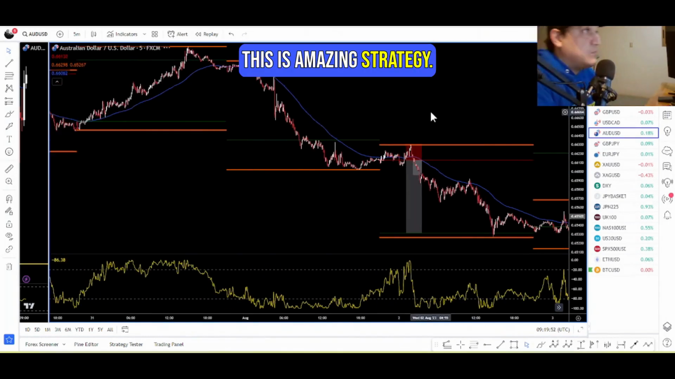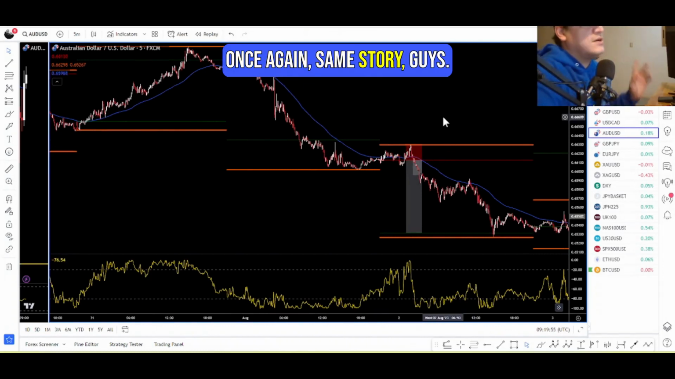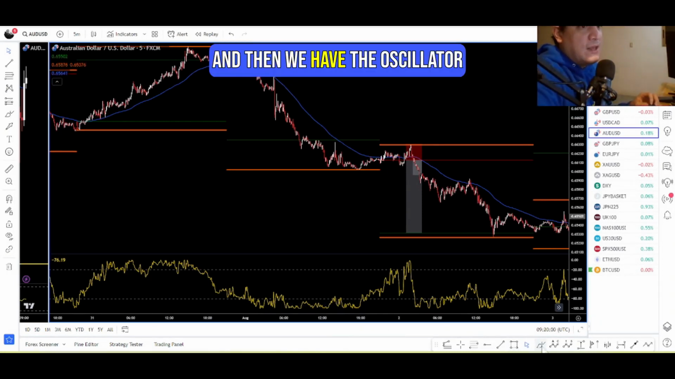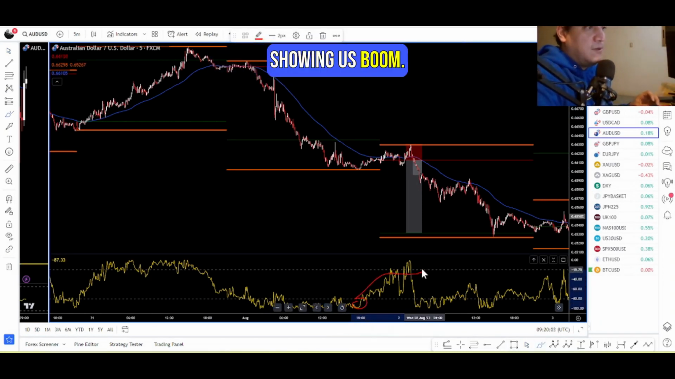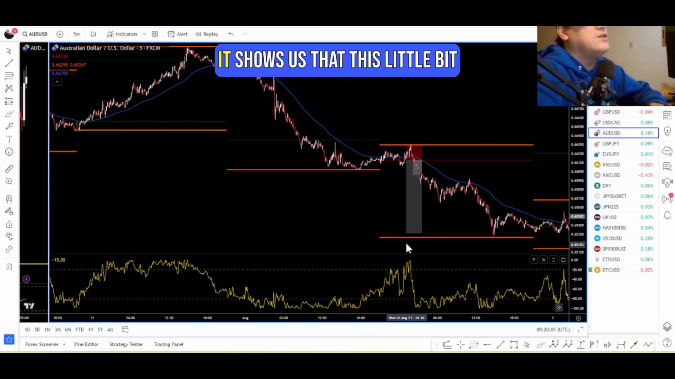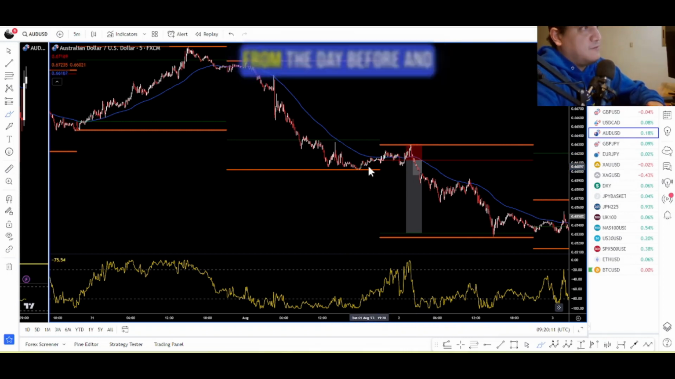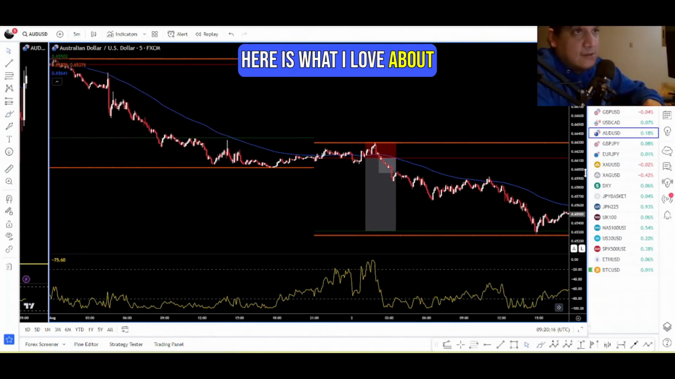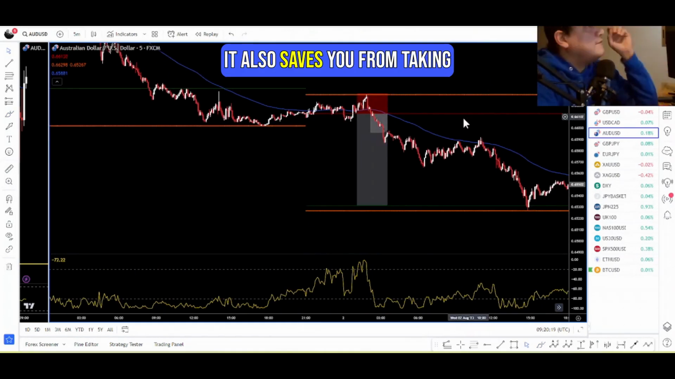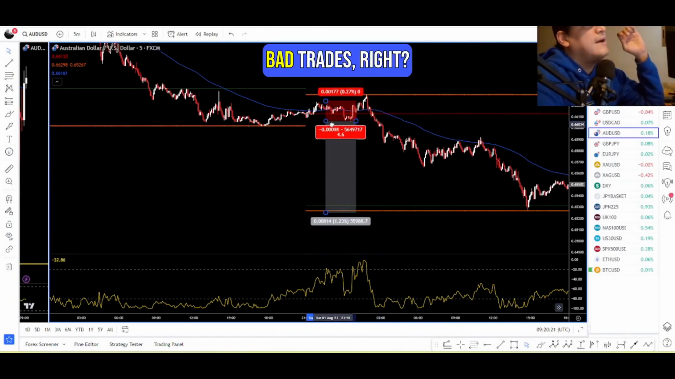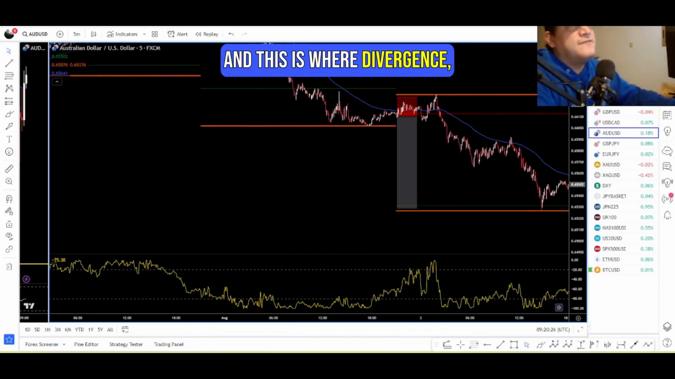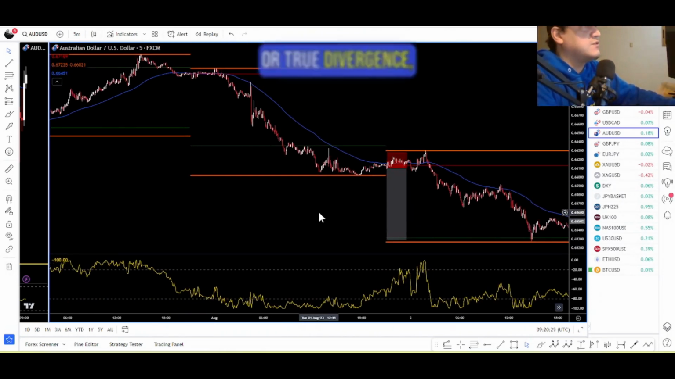This is an amazing strategy. Again, same story, guys. We have a very strong trending market, and then the oscillator shows us that this little bit of push is just profit taking from the day before and not a reversal. Here is what I love about this strategy: it also saves you from taking bad trades, right? Why? This is where divergence, or true divergence, comes into play.